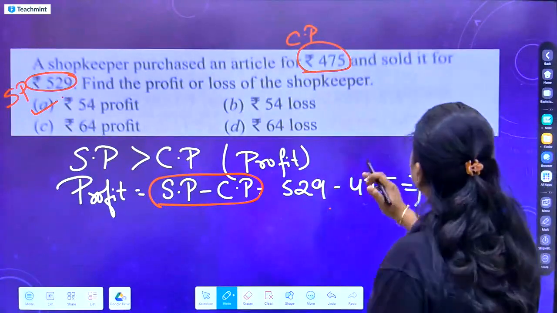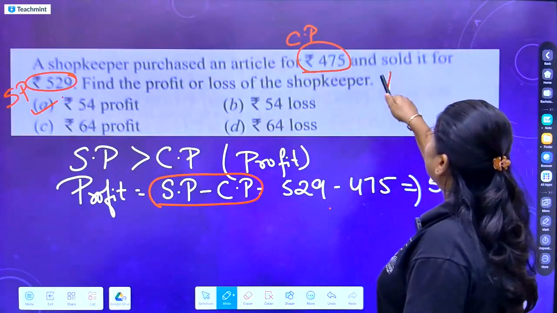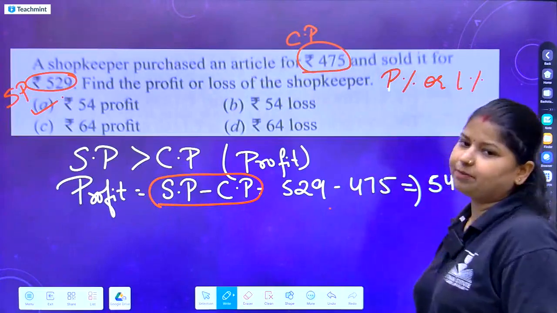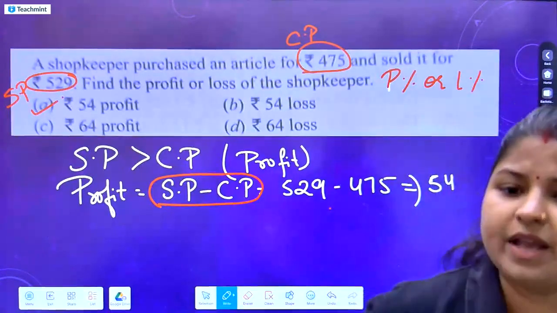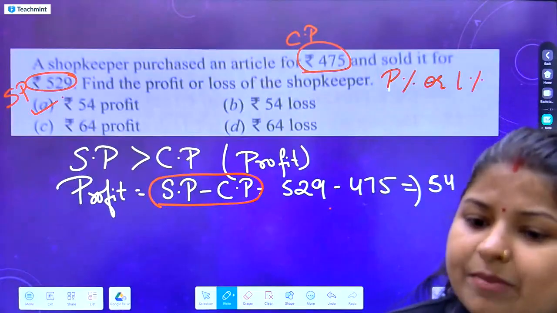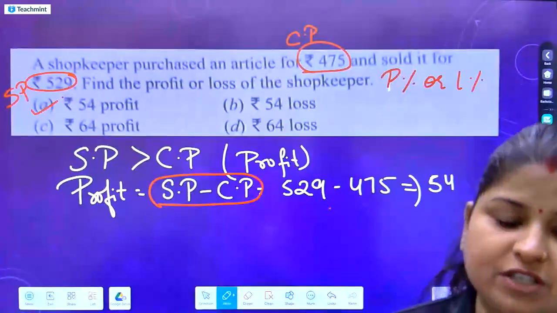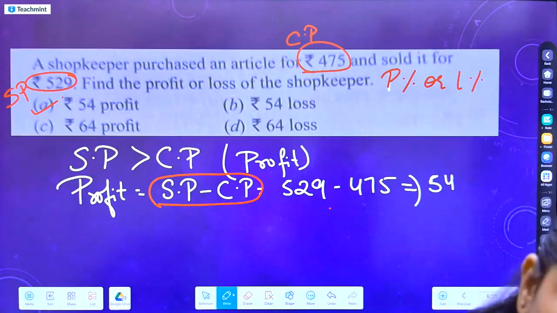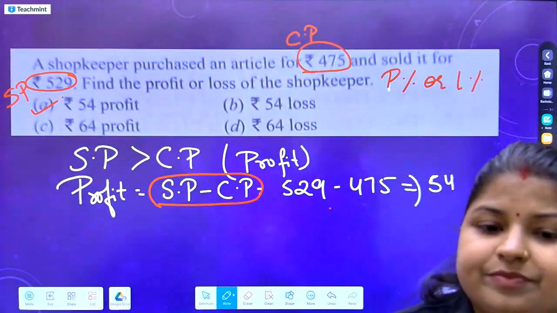Okay. In this question only, can you please calculate the profit percent or loss percent? Tell me what the profit percent or loss percent is. Calculate it and tell me in the chat box. Let me see who is the first one to give me the answer. Quickly, beta.